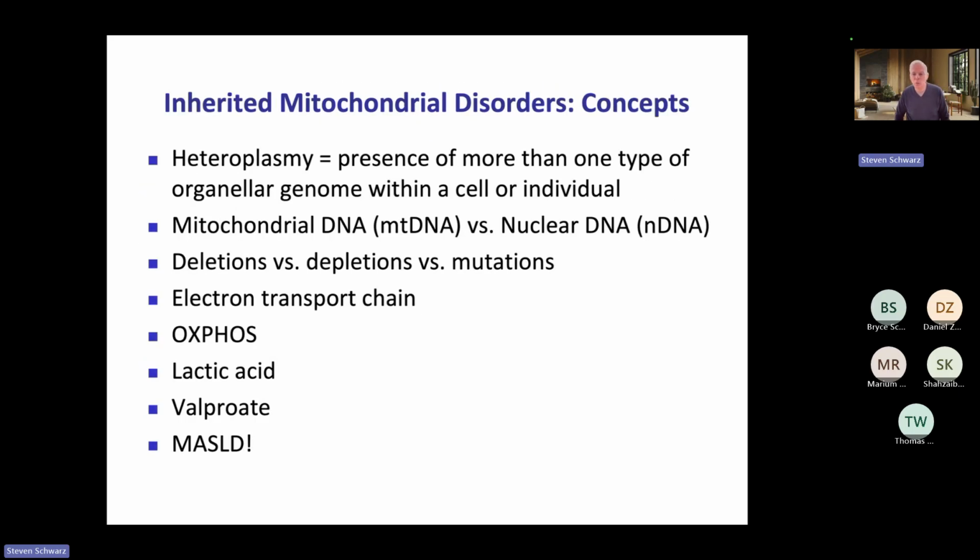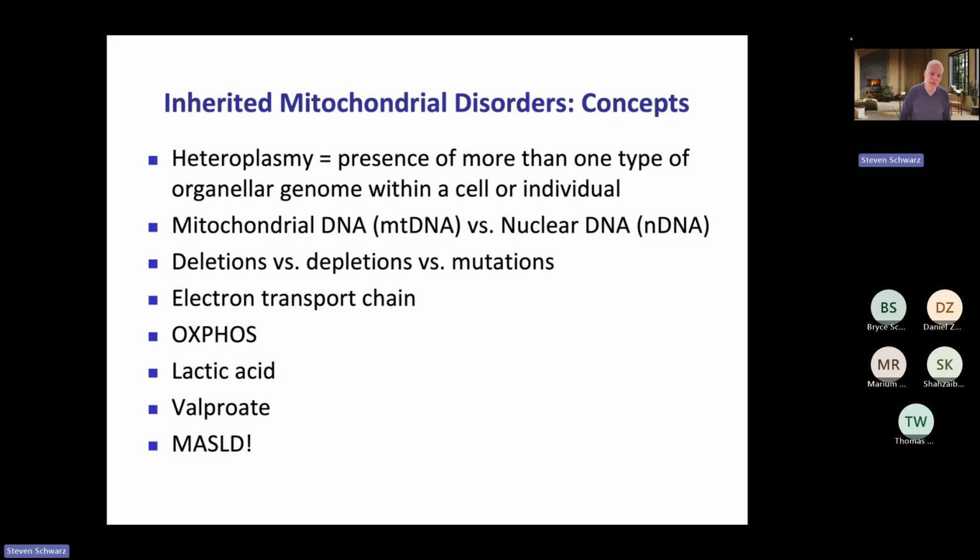So what do you have to remember? Remember that mitochondrial disorders are the consequence of heteroplasmy, which means the presence of more than one type of organelle or genome within a cell or individual. You must remember that you are examining both mitochondrial and nuclear DNA, but for the majority of these respiratory chain disorders, the abnormality is in the nuclear DNA and the inheritance is autosomal recessive.